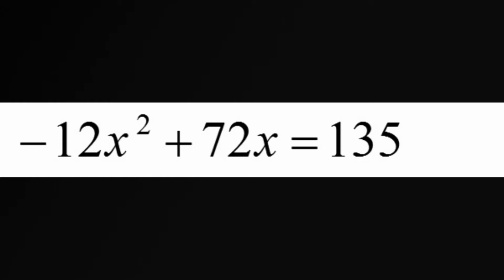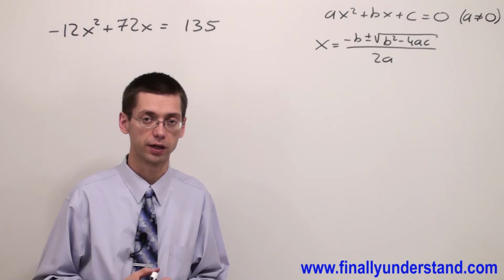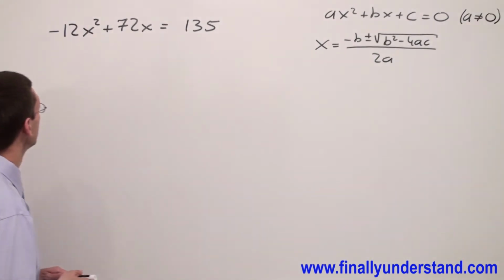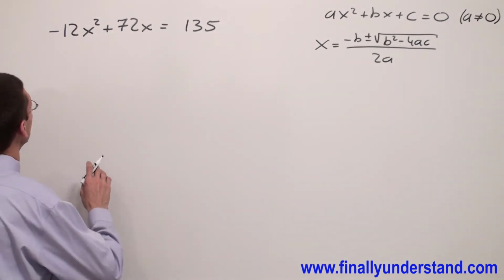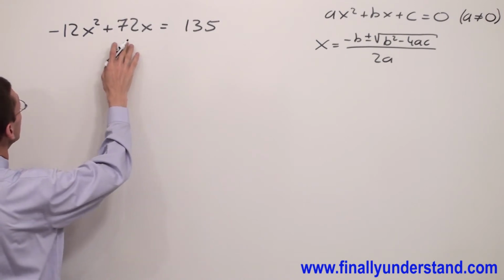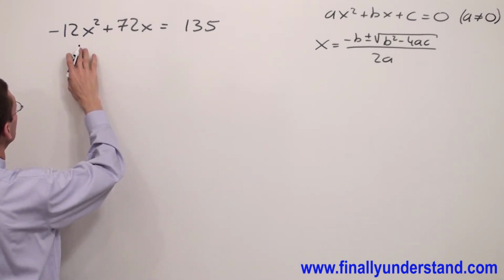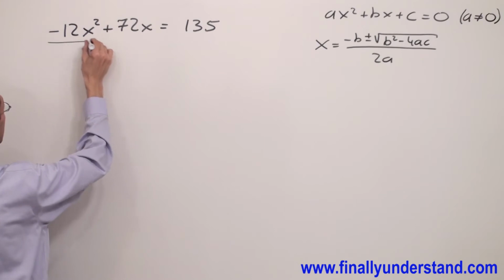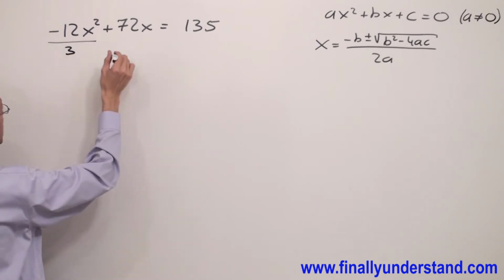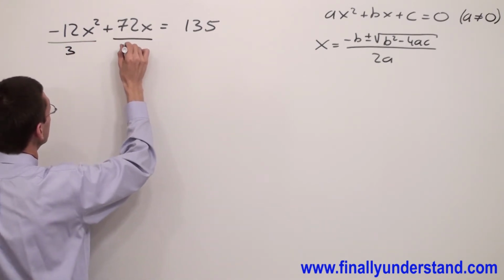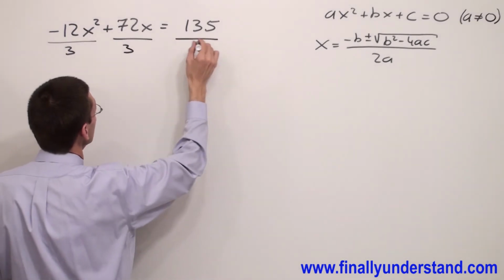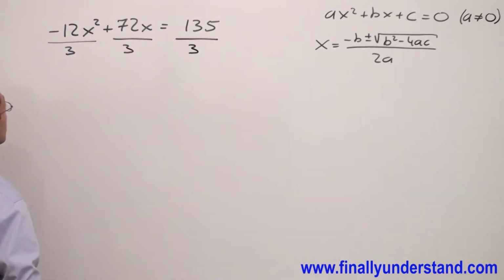Let's take a look at this example. Before we perform any operations, we're supposed to simplify this equation a little bit by dividing every single term by 3. Negative 12, I'm going to divide by 3. 72, I'm going to divide by 3. And 135, I'm going to divide by 3.